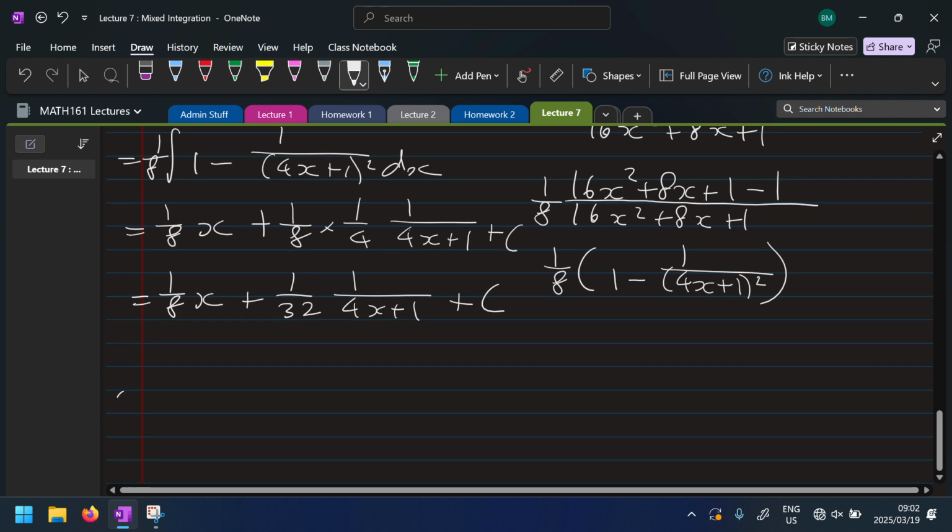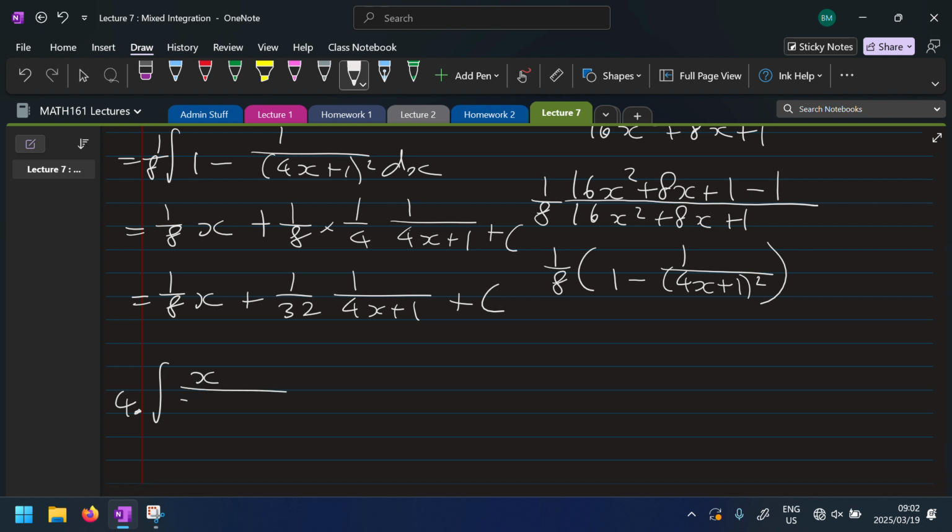Number 4. Here we have the integral x over x plus 5. Looks simple. Again, it's partial fractions. We've got a linear polynomial at the top, linear polynomial at the bottom. So by definition, polynomial divided by polynomial, it's a rational function. So we can do it using the partial fraction stuff. Step 1, see if we have to do long division. The top degree is 1. The bottom degree is also 1. We have to do long division.